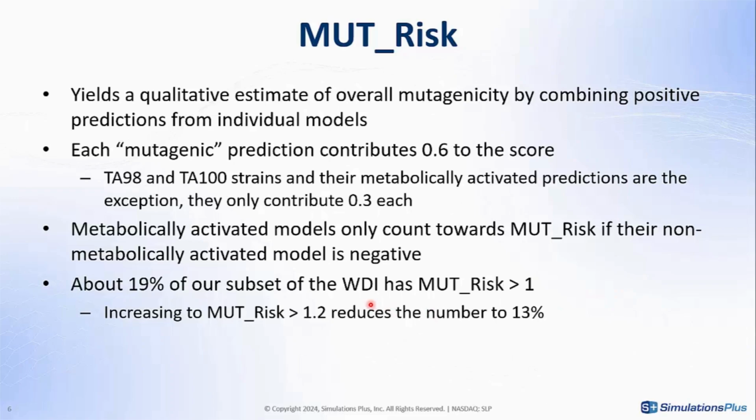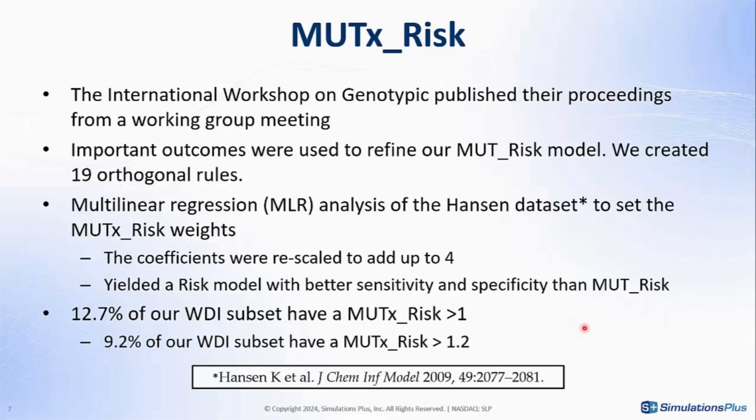And what we do with our risk rules is apply all the models to the subset of the World Drug Index, which is about 2,200 compounds. And then we count how many would have a mute risk above 0.1 based on these scores. And that gives about 19%. Typically, we try to get it around 10%. So if you increase the mute risk threshold to 1.2, it would equal 13%.